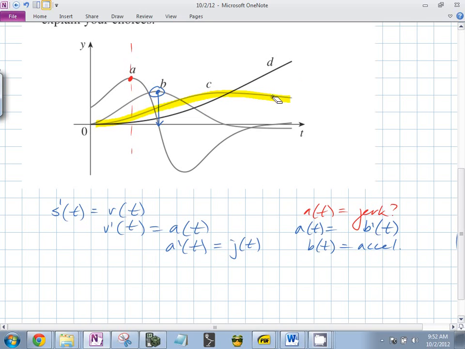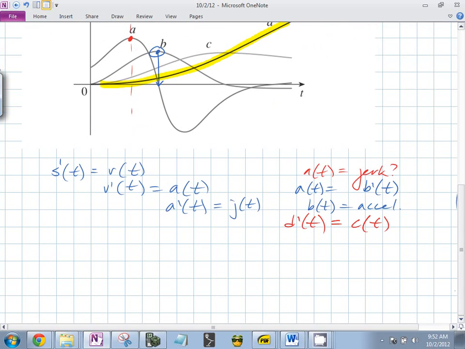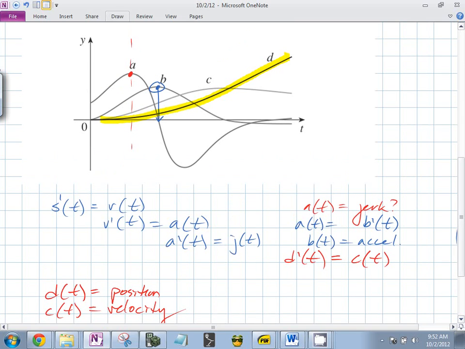It can't. So therefore, by our own analysis, since D is always increasing, D prime of t is going to be equal to what? C of t. It looks like C is the derivative of D. So therefore, we think D is going to be the position, and we think C is going to be the velocity. One observation we made on this one right here, D prime of t is always greater than 0. That was the key thing we observed at the end there.